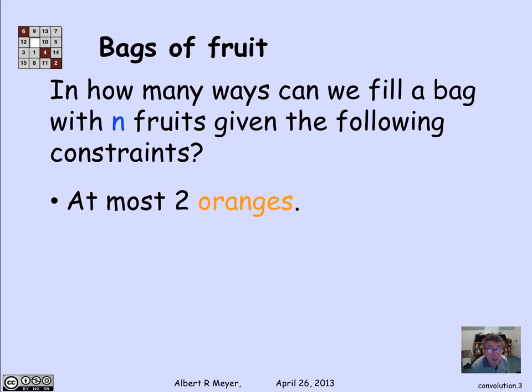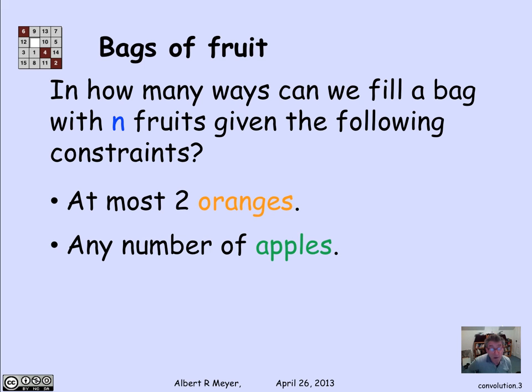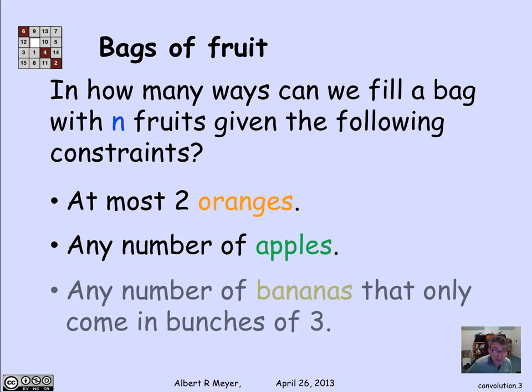First of all, I'm only going to let you take two bananas at most. You can take zero, one, or two oranges. And you are allowed to have any number of apples in your selection. And you can have any number of bananas, but they come in bunches of three. So however many bananas you have, it has to be a multiple of three.